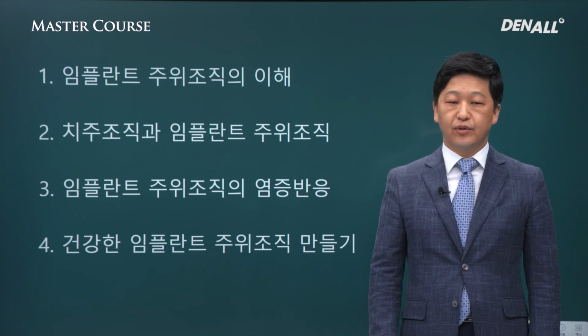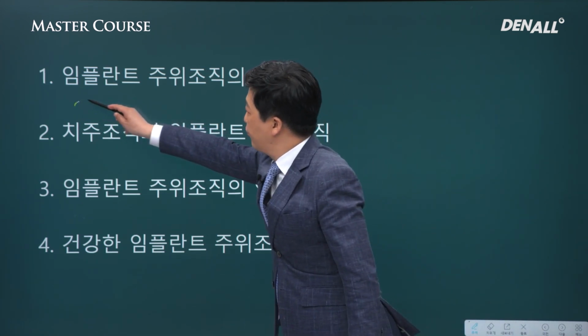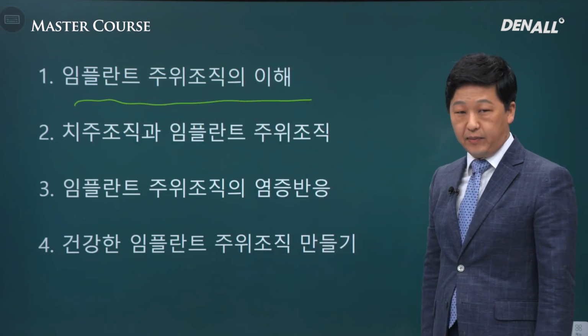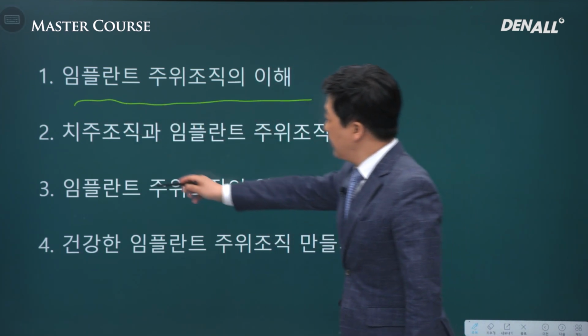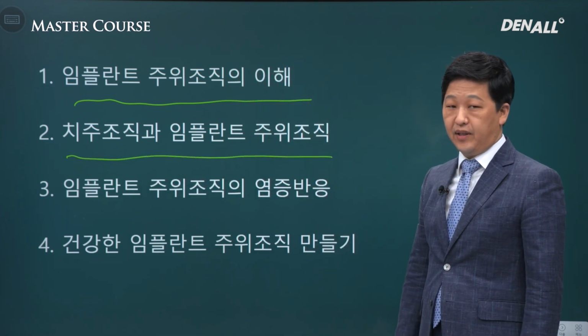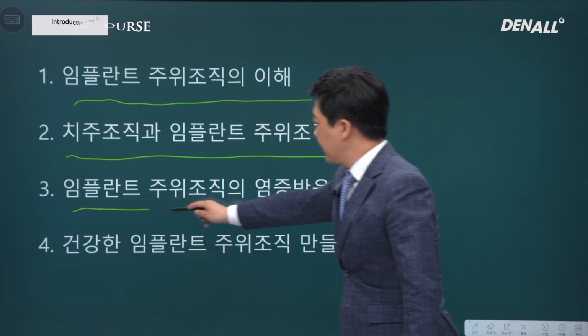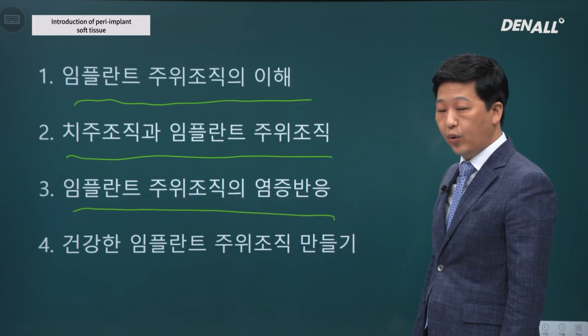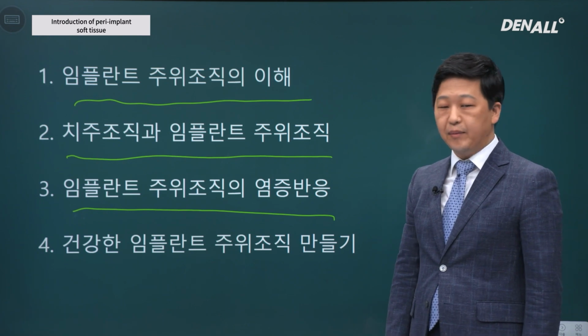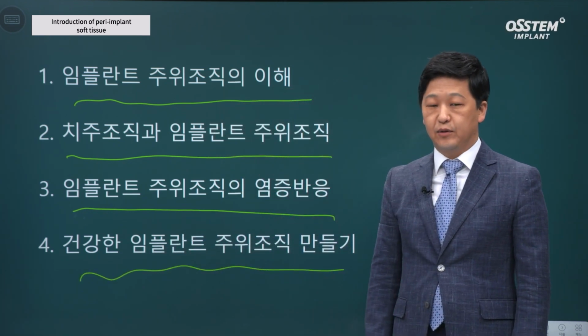There are 4 major topics today. First is a basic understanding on the peri-implant tissue. Second, the difference between periodontal tissue and peri-implanted tissue. Third, inflammatory response in peri-implant tissue. And fourth, how to make a healthy peri-implanted tissue.